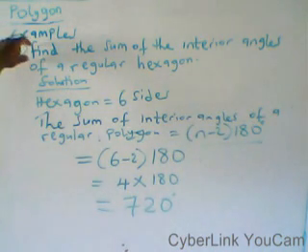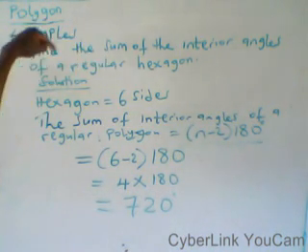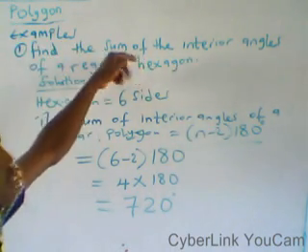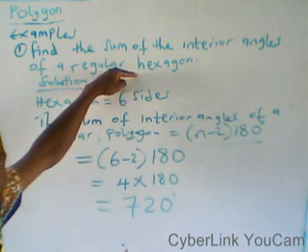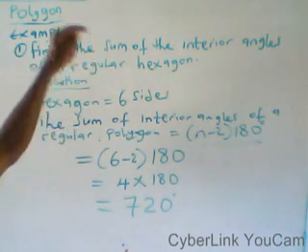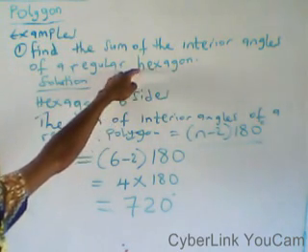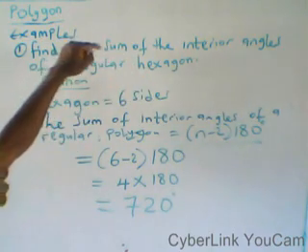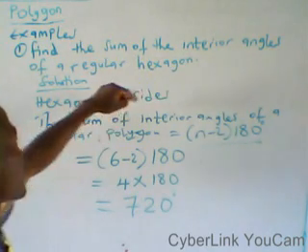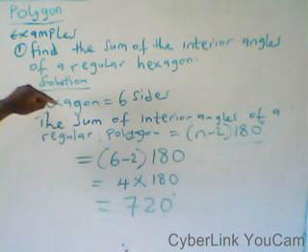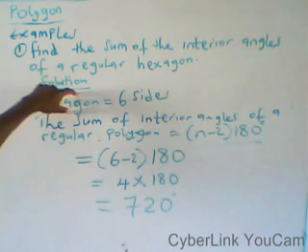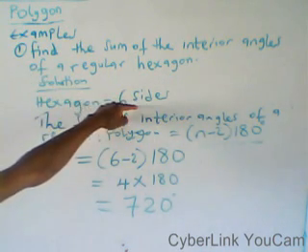But in case we are given a question like this, find the sum of interior angles of a regular hexagon, they may replace hexagon with a quadrilateral, a polygon with 4 sides, or a triangle, with 3 sides. So for any polygon name or type given to us, the first thing is to write out the number of sides that the question is talking about. This one is talking about a hexagon, with 6 sides.